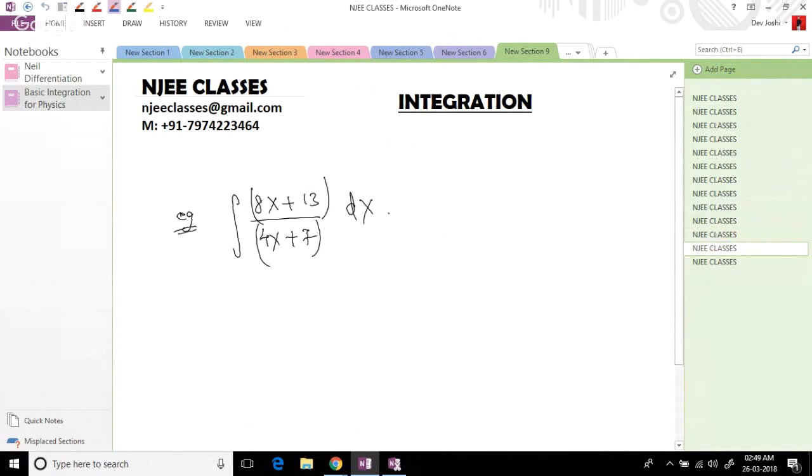Next is, please, just try it on your own and then see the solutions. So integral of 8x plus 13 upon 4x plus 7 into dx, right? So I think we should try to make the numerator similar to the denominator. So what we will do, integral of, can I take it like that, 8x plus 14 minus 1. 13 can be written as 14 minus 1, right? Divided by 4x plus 7, okay, into dx.